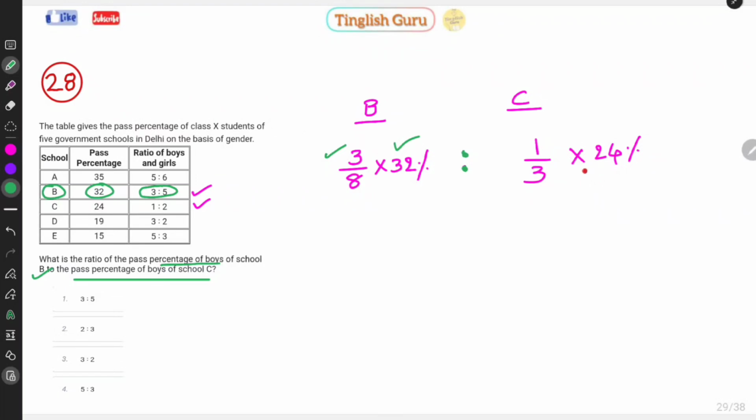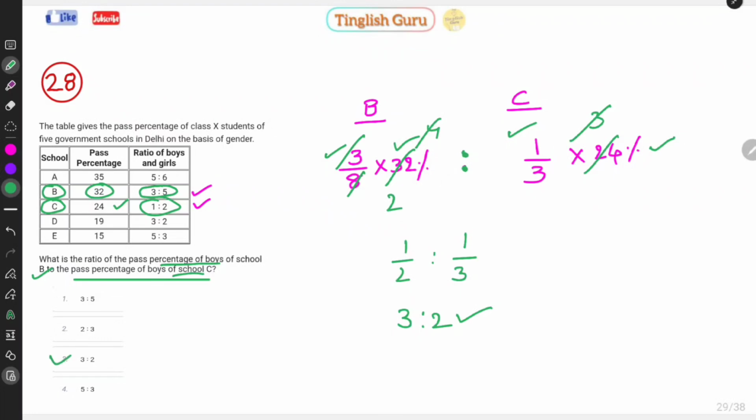And on the right hand side it is the pass percentage of school C. School C pass percentage is 24%. Next, here also they asked for boys. Boys to girls is 1 is to 2. So only boys means 1 by 1 plus 2, that is 1 by 3. Now solve this. 8 3s are 24, 8 4s are 32. So this 3 and this 3 will get cancelled, and here 4 and 2 will be cancelled. This will be 1 by 2 is to 1 by 3. That means 3 is to 2, option 3.